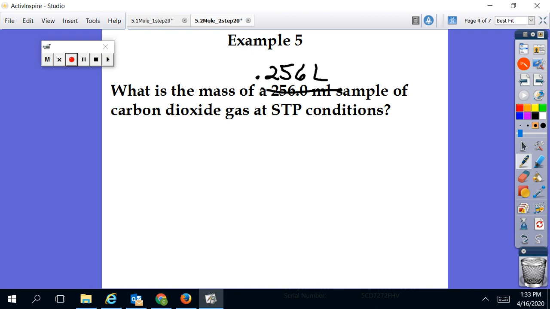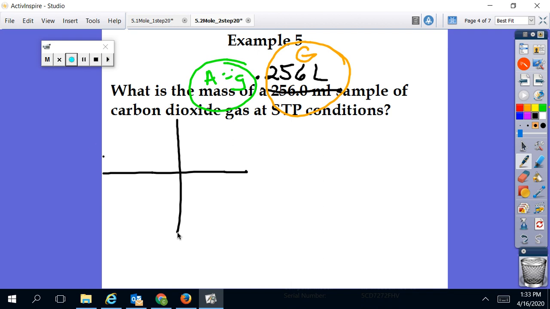So what's our given? It's usually the one that's got the number, so there's our given, 0.256 liters. And what's our unknown? What do we want? We want mass, so our answer should be in grams, right? So let's follow our steps. Step 1 says you get the given into moles. So let's do our factor table. Let's put our given right there in that top left box.